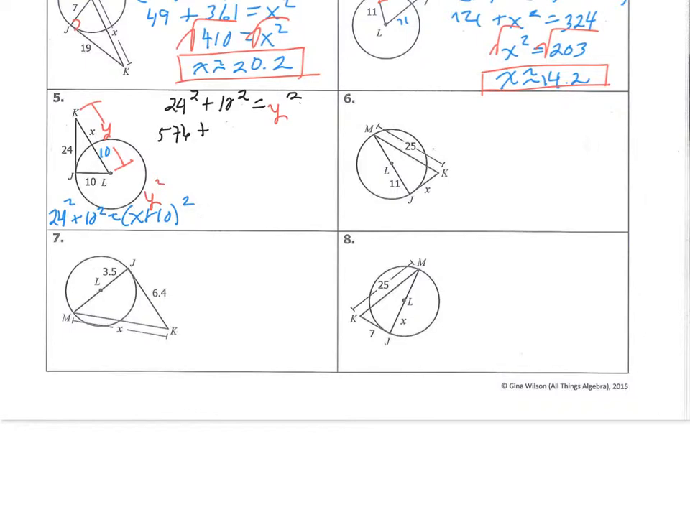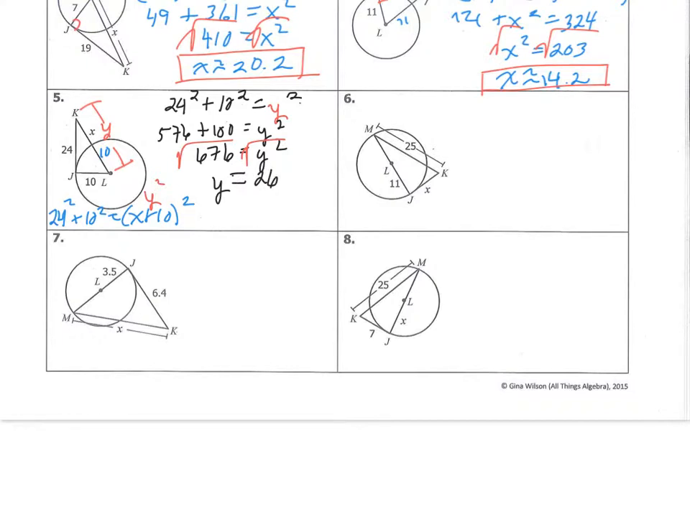Plus, what's 10 squared? My writing is so horrible. Equals y squared. Add those together, you get 676 is equal to y squared. Then how do you solve for y? Take the square root. And what does y equal? 26. Exactly, 26, isn't it?